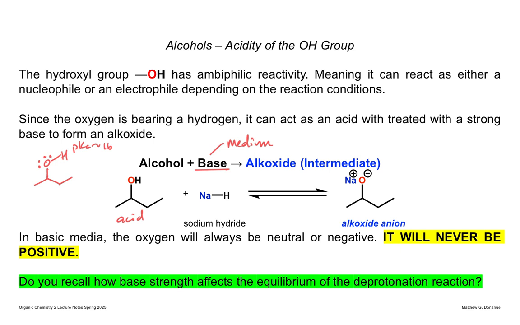We're going to treat that with a strong base. So sodium plus, and then hydride is H minus. So that base is going to abstract this proton. And then the electrons will go on to oxygen. Because oxygen's now negatively charged, it's called an alkoxide.